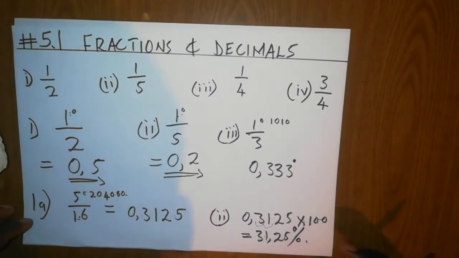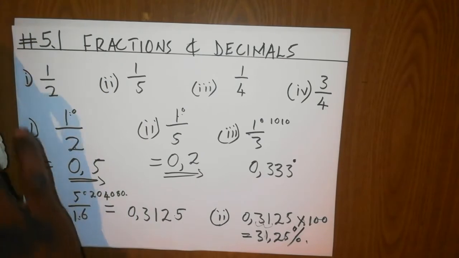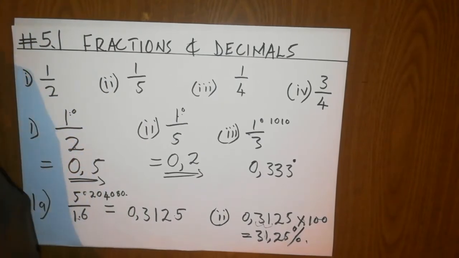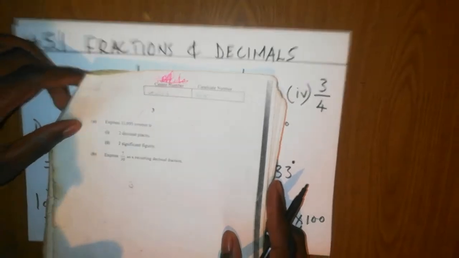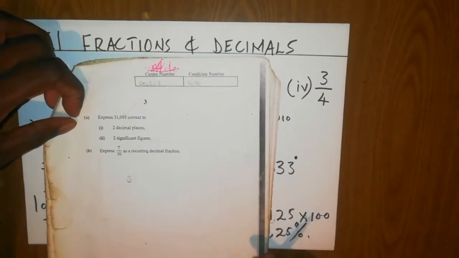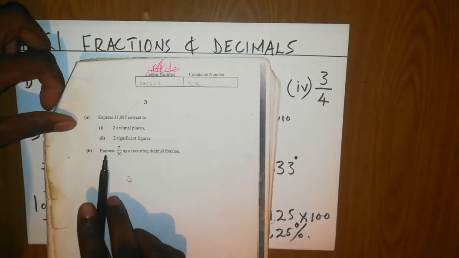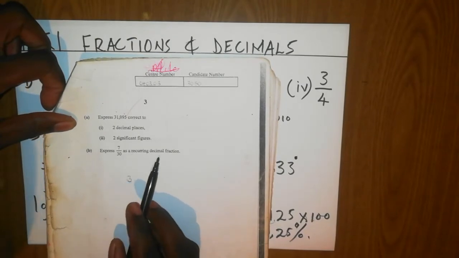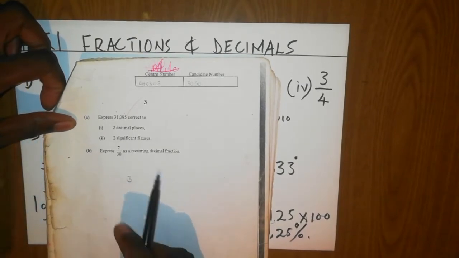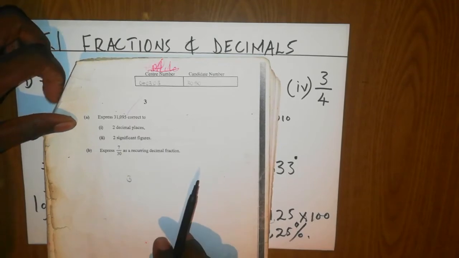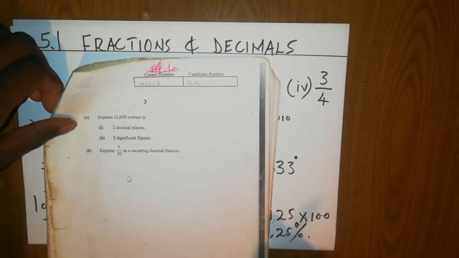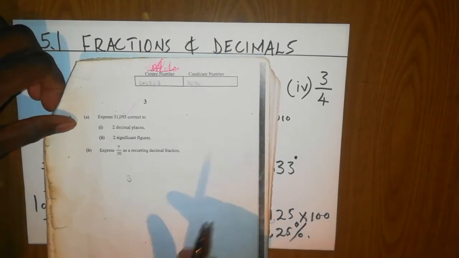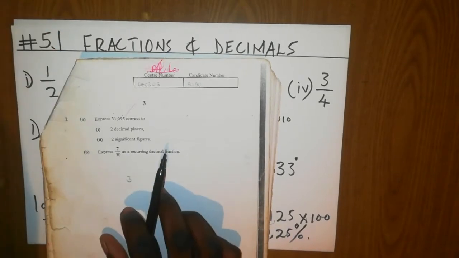So this is a typical question that I have. I've got the other one which specifies a recurring decimal. Fine. I've got June 2016 there. Express 7 over 30 as a recurring decimal fraction. With this question, it's still the same. The concept remains unchanged.